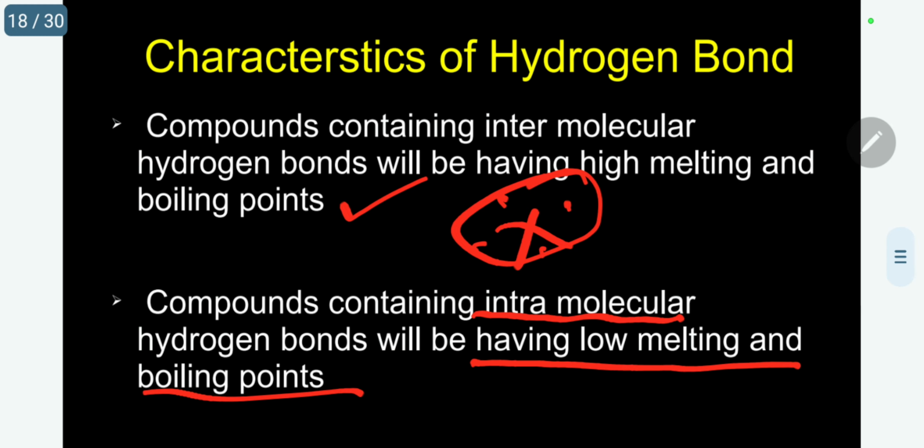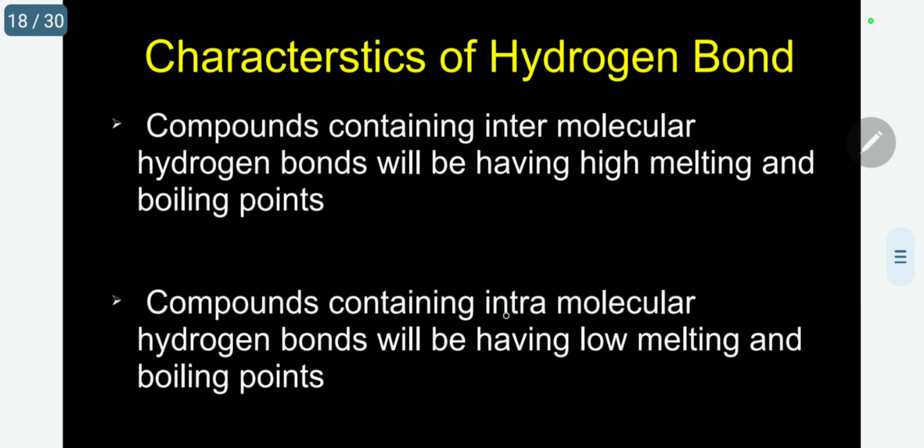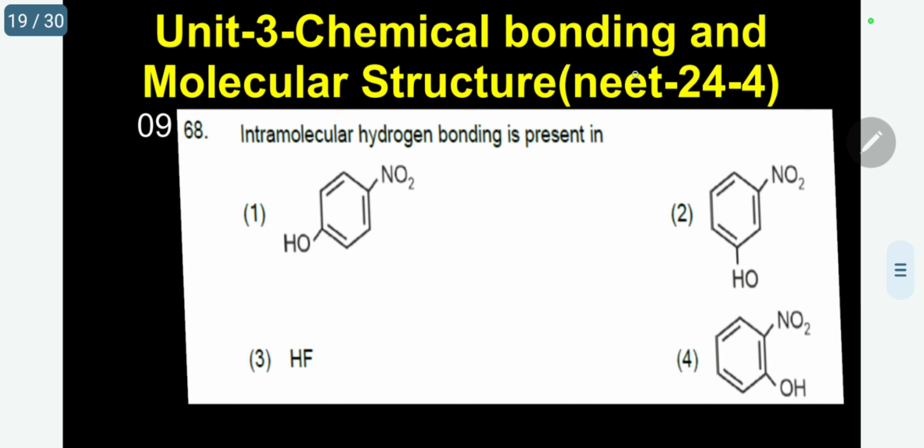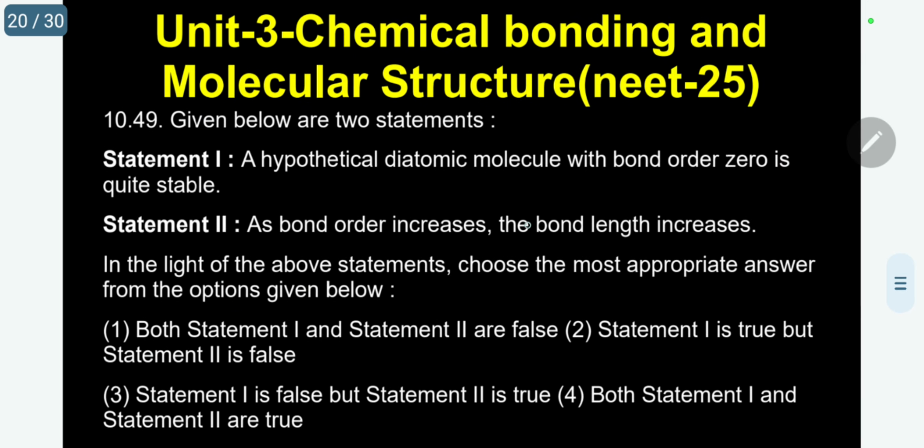Very, very easy. So with this idea, now we'll go for the answer. Question: intramolecular hydrogen bonding is present in orthonitrophenol, because then only it will form intra. When you go for paranitro or metanitro, it will not form a ring-like structure. That is the answer. Next question.